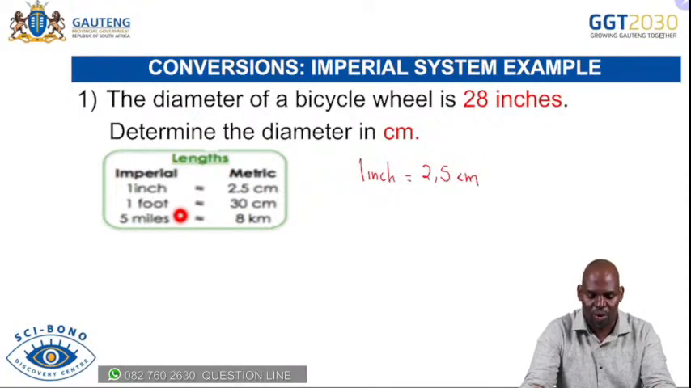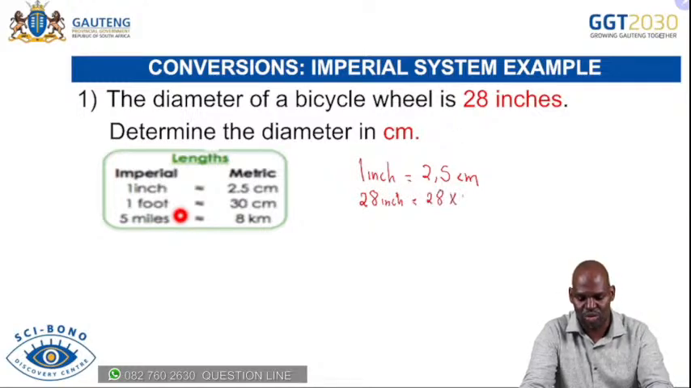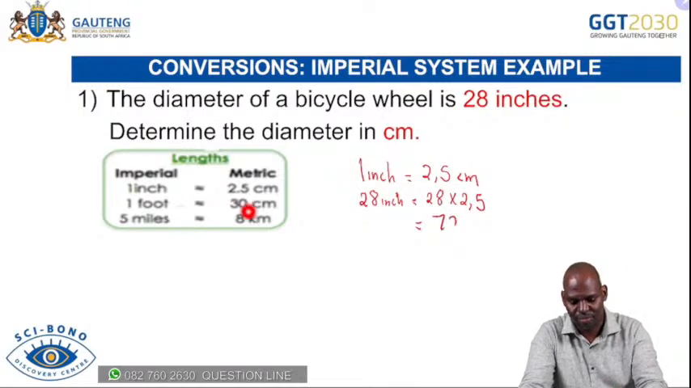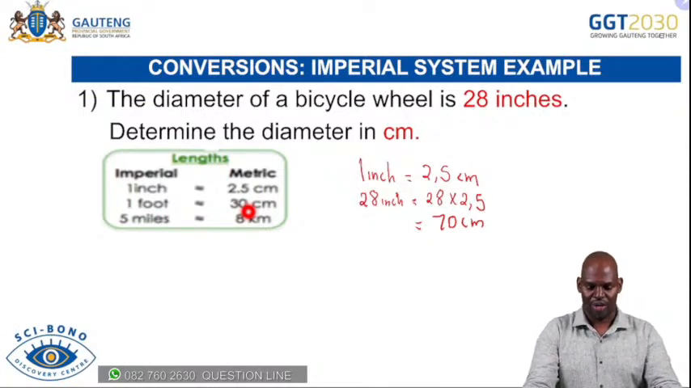There's more than one way of doing it. One will look at this and say, okay, 1 inch is equal to 2,5. So it means if I've got 28 inches, to convert it to centimeters, I'm going to multiply 28 by 2,5. So this will be 28 multiplied by 2,5. It's 70 centimeters. That means if 1 inch is 2,5, obviously 28 inches will be 70 centimeters.